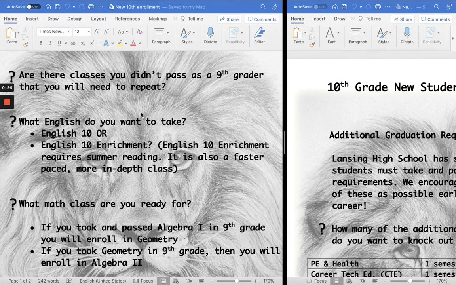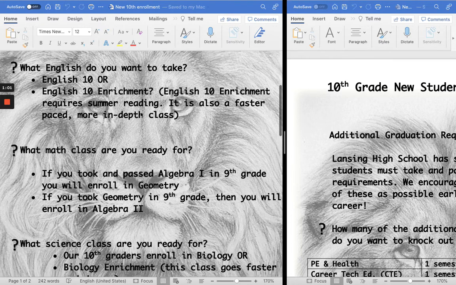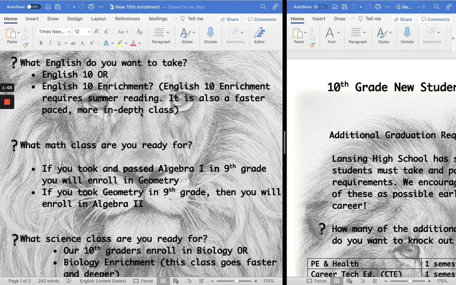If, however, you passed all of your classes in your 9th grade year, we can just move on to each of the core areas. So the first question is English. What English would you like to take? We have two options for you: on-level English 10 or English 10 enrichment. English 10 enrichment does have some summer reading required, and it also is a faster paced, more in-depth class.